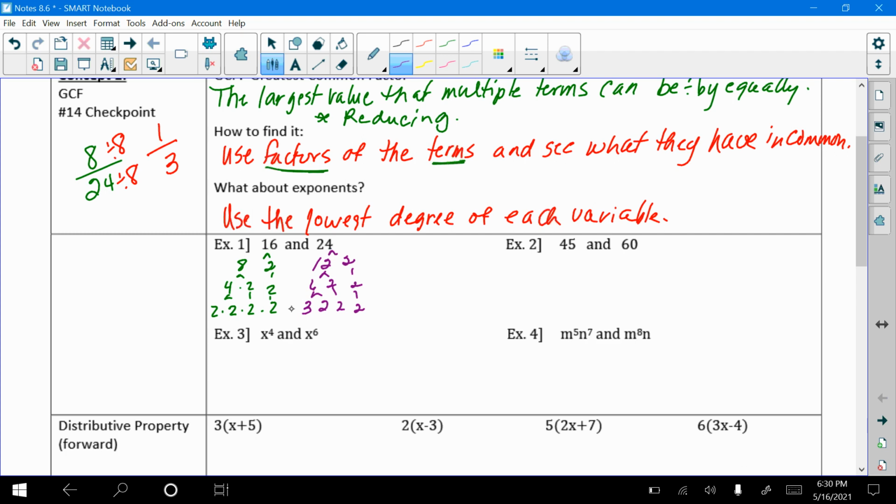Looking at the prime factorizations, I want to see what is the greatest common factor. Now I'm going to go through here and say, well, this one has 1, 2, 3 2's, and this has 1, 2, 3 2's. So they both have 3 2's in common. Both have 2 times 2 times 2, which is 8, in common. So 8 is the greatest common factor.